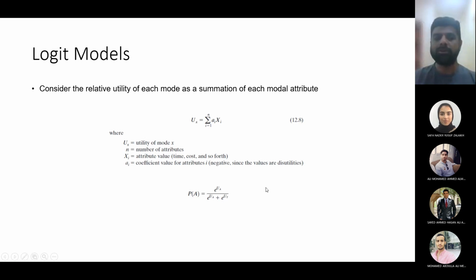This equation will give you the probability of auto, and if you know the probability of using the auto mode, then the remaining will be the probability of using the transit mode. So if the probability of using car is, let's say, 60%, then the probability of using transit is 40%. It's very obvious. And one more thing, if a is negative, that means that variable is affecting the utility in a negative way, and that variable is called a disutility. So the variable with a positive coefficient is a utility variable, and the variable with a negative coefficient is a disutility variable.